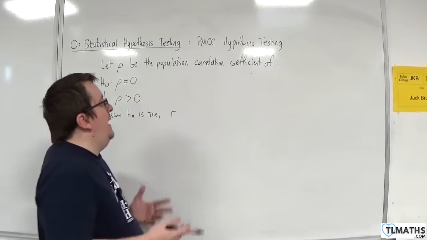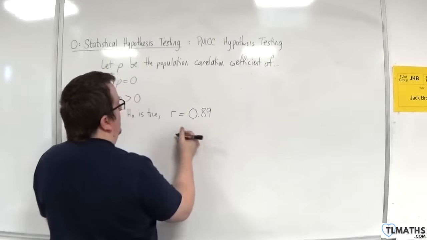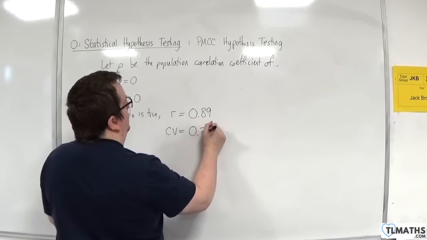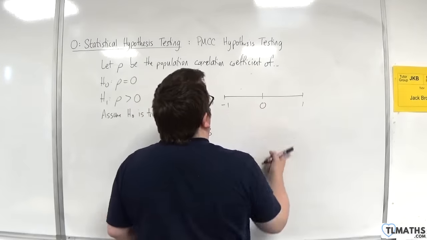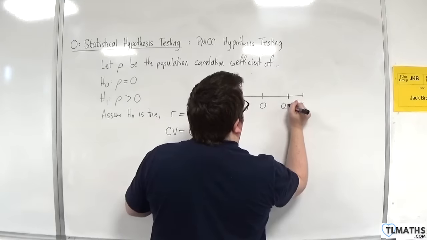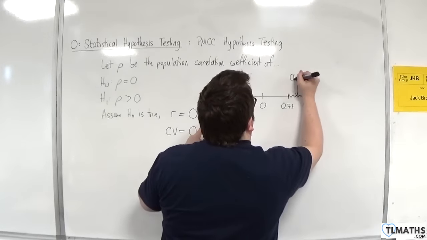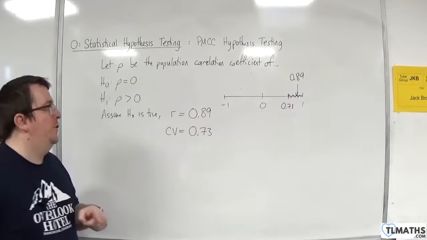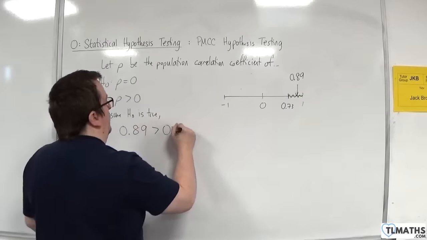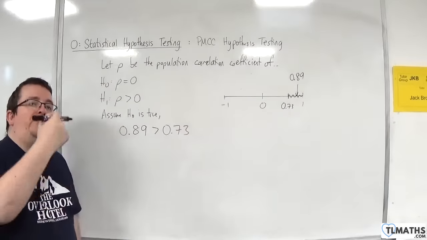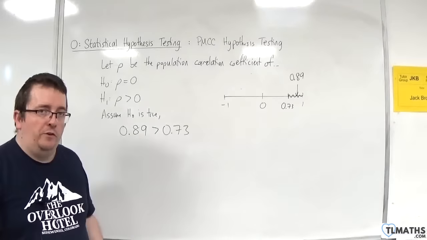Okay? So if, for example, the r value that we get given is 0.89 and the critical value we get given is 0.73, then what that means is that because we know that r goes between minus 1 and 1, 0.73 is about there on our number line. That means that is the critical region. 0.89 is somewhere in here. So that means 0.89 is inside the critical region. So we go, 0.89 is greater than 0.73. So the result is significant, so we reject the null hypothesis. And then we write a concluding statement in context that is non-committal.